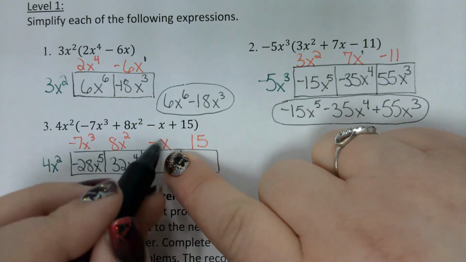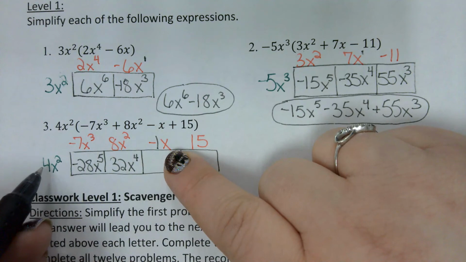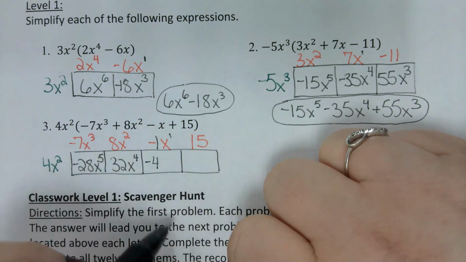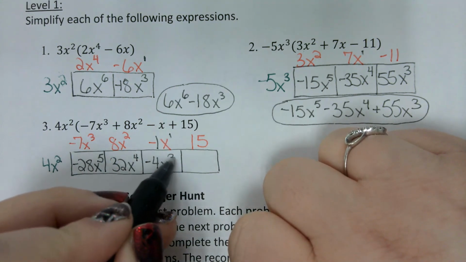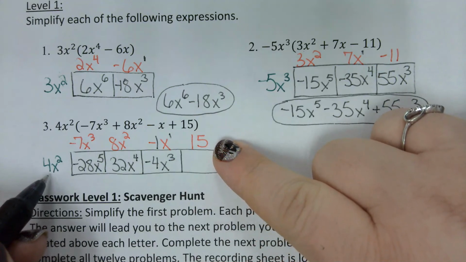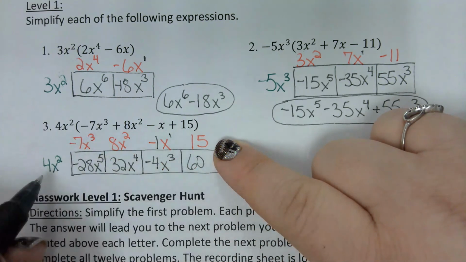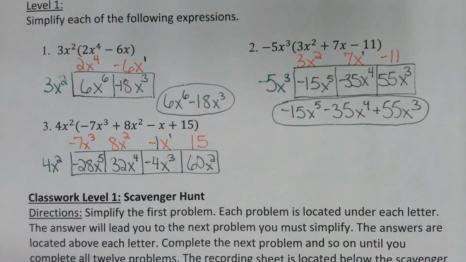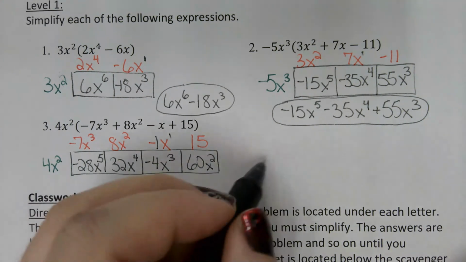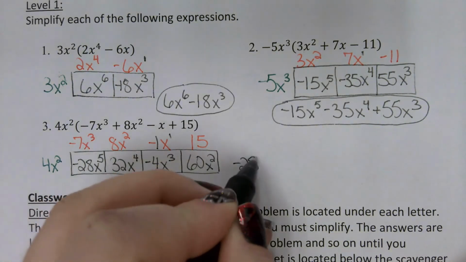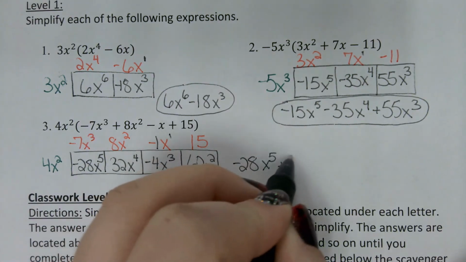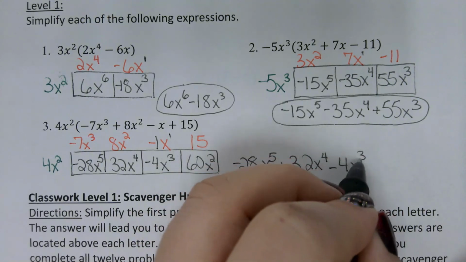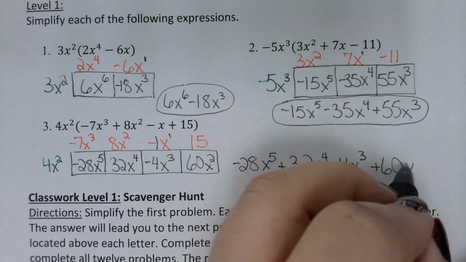4 times, remember that's really like a -1, so 4 times -1 gives me -4. x squared times x to the 1st, so 1 plus 2 gives me x cubed. And then finally, 4 times 15 gives me 60. And x squared times nothing gives me just x squared here. We're looking for like terms, but I don't have any, so my answer is going to be written as -28x to the 5th plus 32x to the 4th minus 4x cubed plus 60x squared.